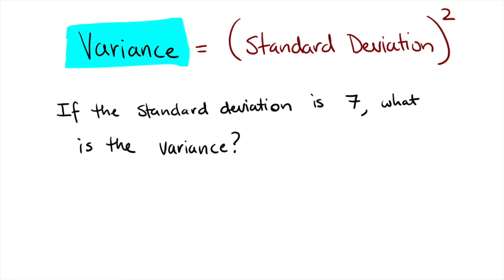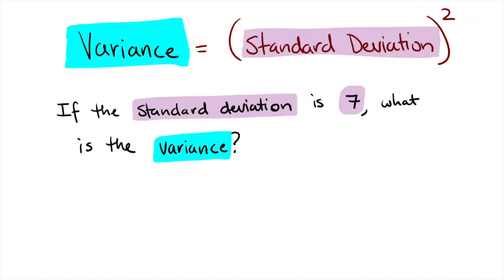So in this example, we're told that the standard deviation has been calculated to be 7. What then is the variance? We know that if we found standard deviation, in this case it was given to us, if we square standard deviation, that gives us the variance. So the variance in this case is 7 squared, which is 49.